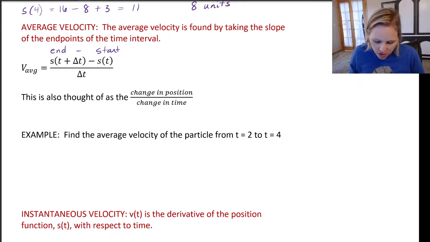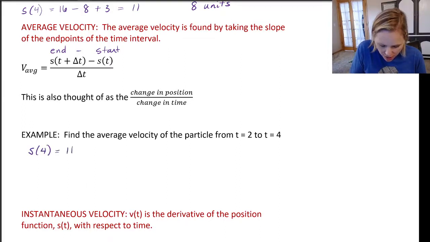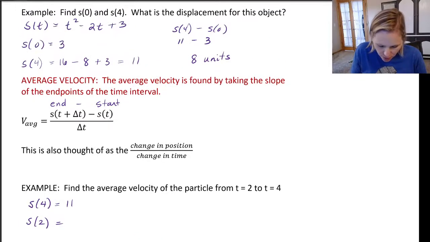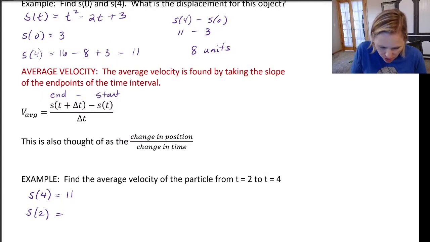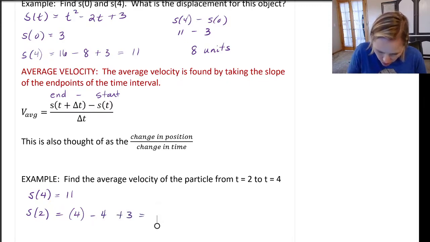So essentially, if we wanted to look at the average velocity from time t equals 2 to t equals 4, we already know that our position at time 4 is 11. Our position at time 2, and let's remember our equation, it's up here at the top, t squared minus 2t plus 3, so it'll be 4 minus 4 plus 3. So at s of 2, there we go, at s of 2, that's already been squared.